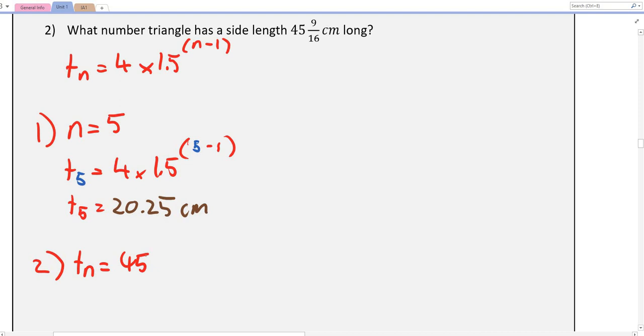Now, do you know how you would put 45 and 9/16 into your calculator? Plus 9/16. So basically, there's your whole number, there's your decimal. You can put that in. If you had to operate on it, you'd probably put it in a bracket. If you wanted that as a decimal, 9/16 isn't too bad of a decimal. You can just do 9/16 in your calculator, and it'll give you the decimal as well.